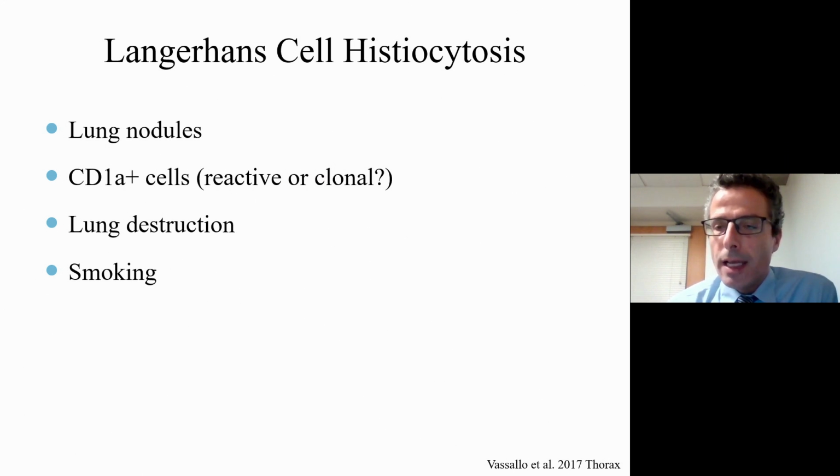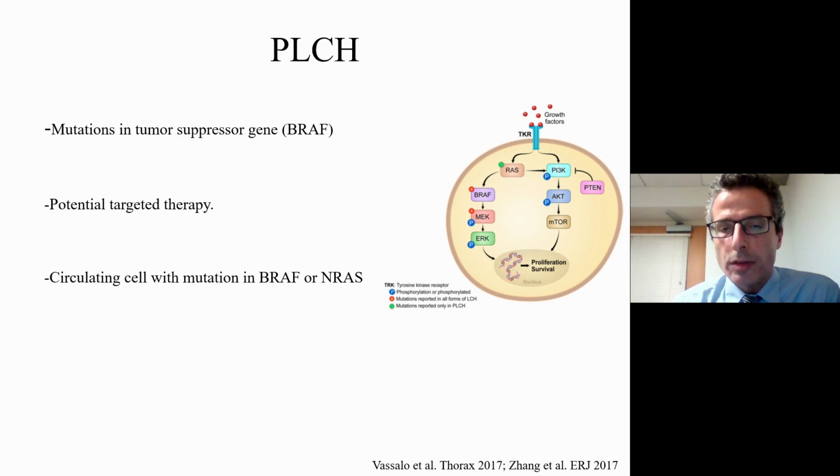In the lung, in addition to the cystic changes, you can see small nodules, especially at the beginning stages of the disease. And most often when you do a bronchoscopy and a lavage to get cells back from the lungs, you'll get a high percentage of cells, typically more than 5 to 10% of cells that are CD1A positive, which is diagnostic of the disease. How these cells contribute to lung destruction is not entirely clear. And again, most of these patients will be smokers.